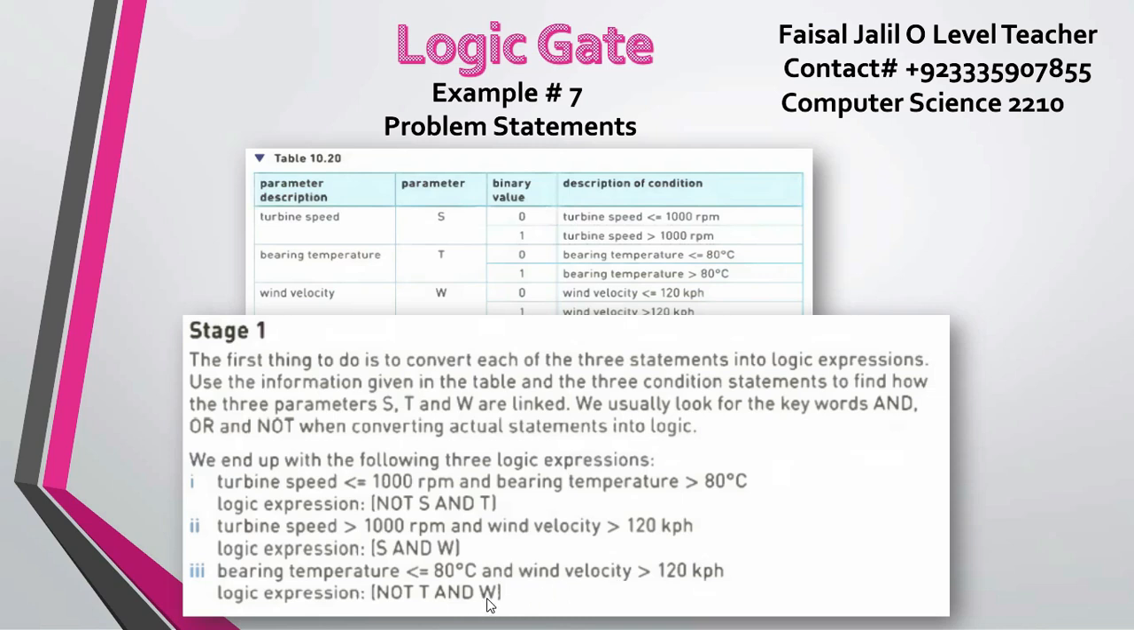Now let's verify with the help of this table. They will provide you this table in your exam. Wind velocity greater than 120 kph: let's check. Wind velocity is represented by W, and greater than 120 means that it is 1. That's why only W is mentioned over here.